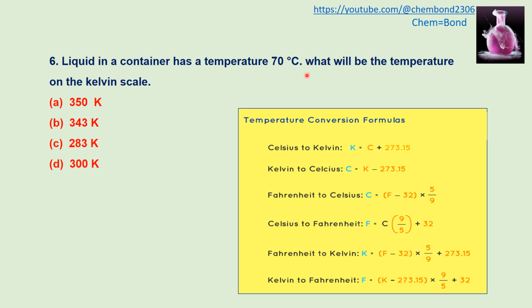Now the question is about finding the Kelvin scale value for the degrees C given in the question. The first formula, Celsius to Kelvin, is degree C plus 273. So 70 degrees C is given, 273 is in the formula, and we will get 343 Kelvin.